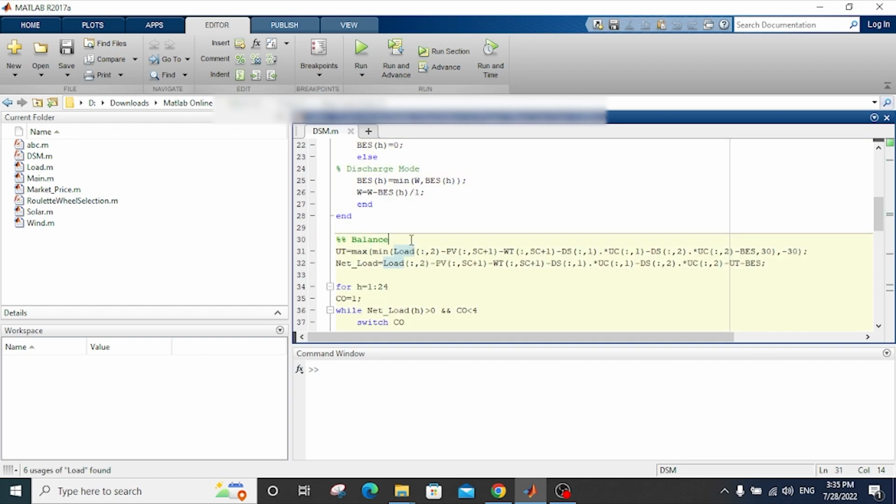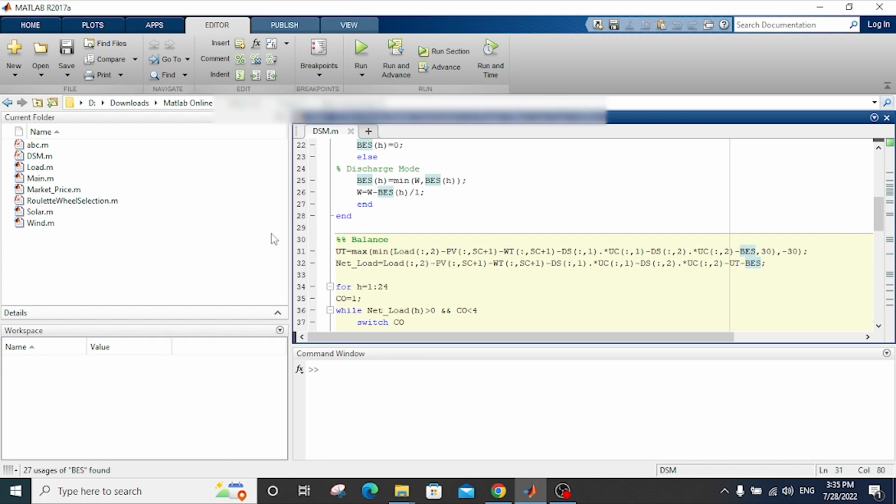After we apply the constraint of the battery storage and some limits from the battery storage, we are now in the balancing mode. In the balancing mode, we have the load, the PV, the wind, and the distributed generation multiplied by the unit commitment of the distributed sources, and the next thing is the battery storage.